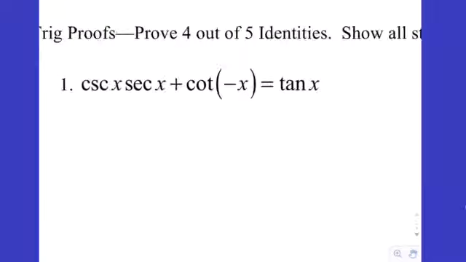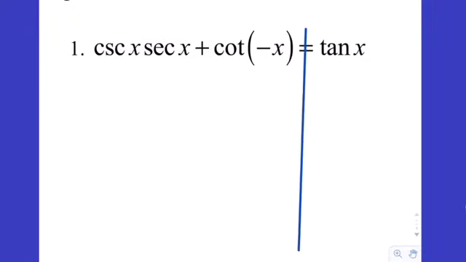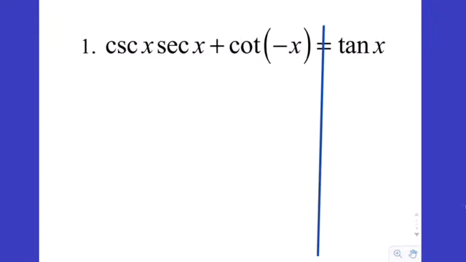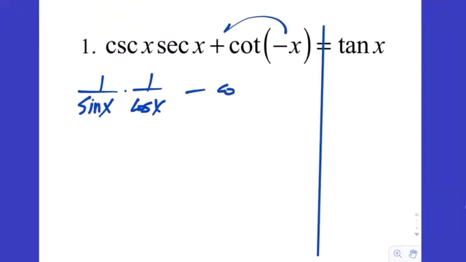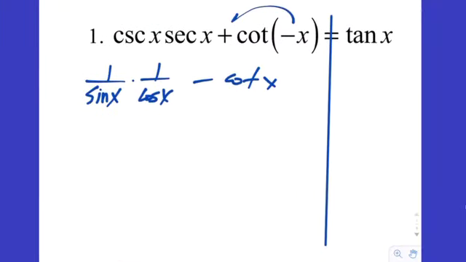All right, so here we go. Step one, I'm going to draw a line down here. And I'm going to start on the left. What most people did is put it in terms of sine and cosine. So 1 over sine times 1 over cosine. And then cotangent is an odd function, so the negative comes out front. And you got negative cotangent of x. So that would be a first step.